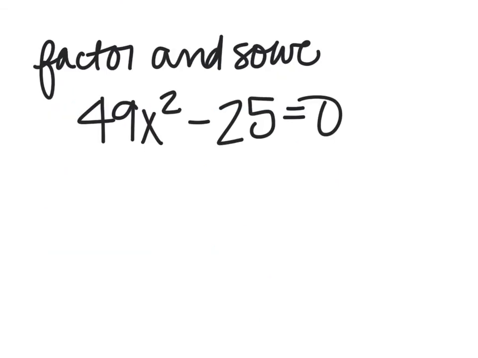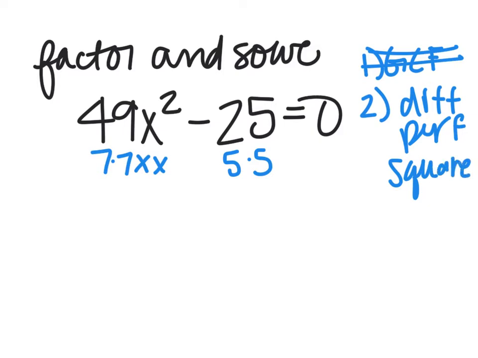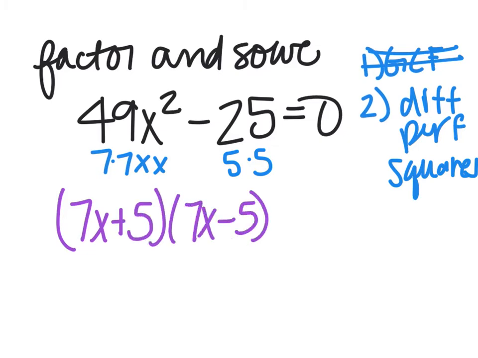So here I have to factor and solve. Well, the first thing I'm going to do is look for a GCF to see if I can divide 49 and 25 by something. So I'm going to do 7 times 7, x times x. 25 is 5 times 5. There is no GCF, so that's out. Step 2 is to look to see if it is a difference of perfect squares. Well, in this case, it is, because 49 is a perfect square and 25 is a perfect square. So this tells us our factorization, like most of the other problems we've had in our video, is going to be 7x plus 5 and 7x minus 5 equals 0.